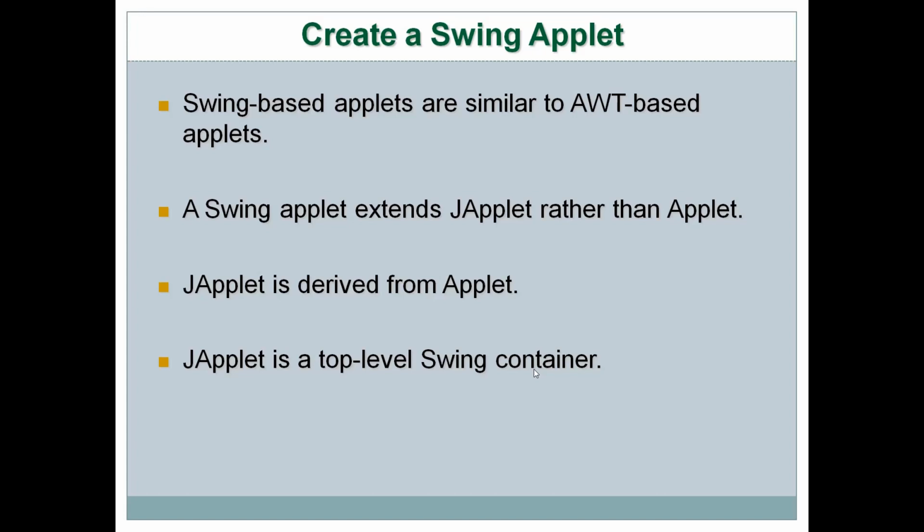We know what is container. A container is the one which holds the other components. There are lightweight containers and top level containers. A top level container cannot be added to any other container, whereas lightweight containers can be added to any other container. The GUI containment hierarchy always starts with a top level container. So the first container should be a top level container. JApplet is also a top level container.